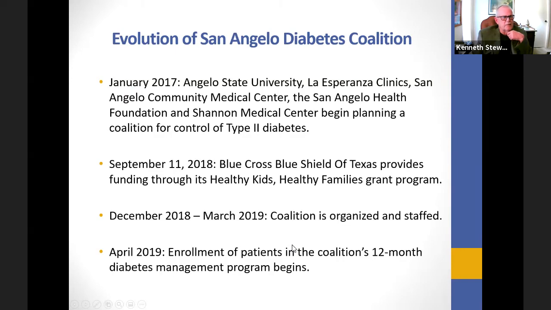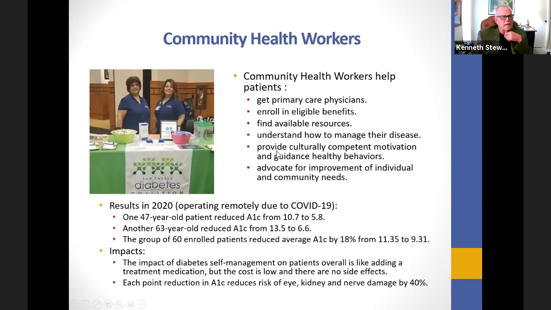diabetes coalition program to enhance management of diabetes. The community health workers, there are two of them that you see here. These are mother and daughter, Mary and Teresa Montez. The community health workers are the sort of spearheads of the program that was developed. They work with patients that are enrolled in the program to do the things you see listed here. And if you know what an A1C is, that's the average blood sugar of people as measured in a medical test.